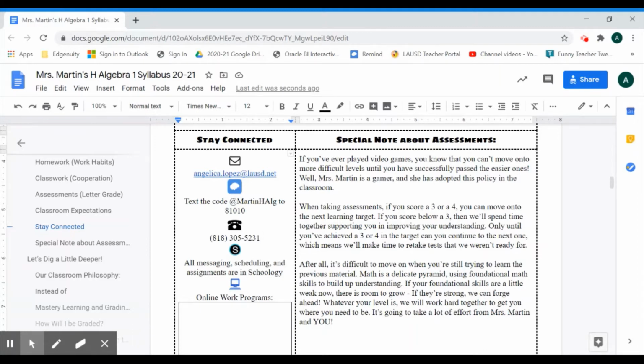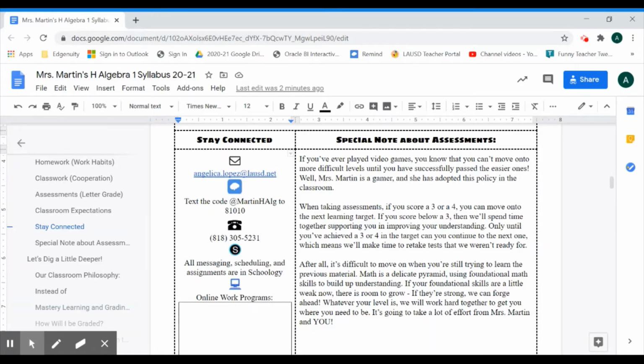If you didn't know how to add, then multiplying would become very difficult, as multiplication is just repeated addition. Math is a delicate pyramid, using foundational math skills to build up understanding. With this in mind, your foundational skills are really important. And if they're a little weak now, then that means there's room to grow. And if they're strong, that means we can power ahead.